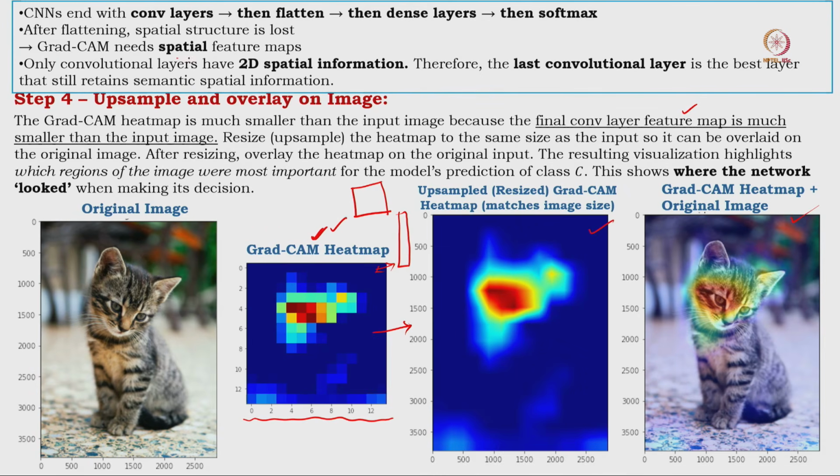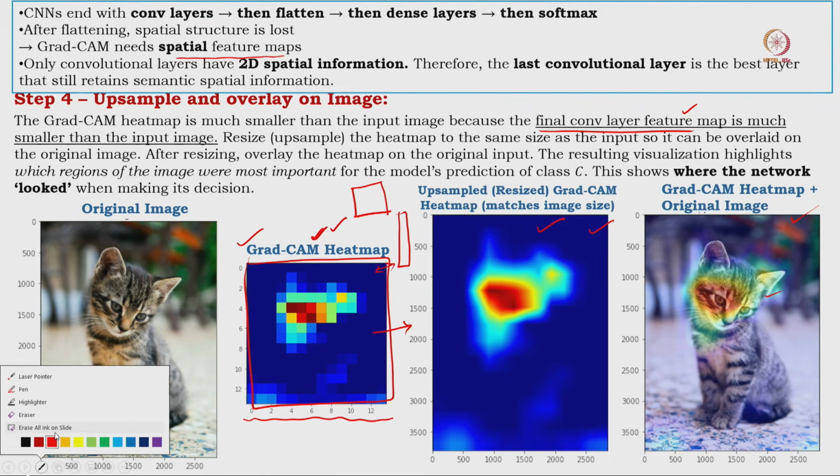Grad-CAM needs spatial feature maps only. Why a spatial feature map? Because when you expand it and superimpose it, you can clearly visualize which features are more important and which are less important. When you do flatten, you no longer get this matrix form. And where are these feature maps? They are at the final convolution layer only. I hope this is clear to you.